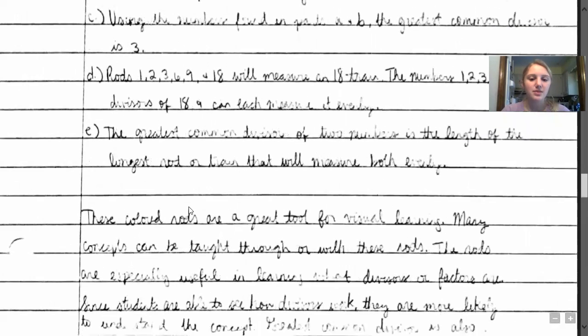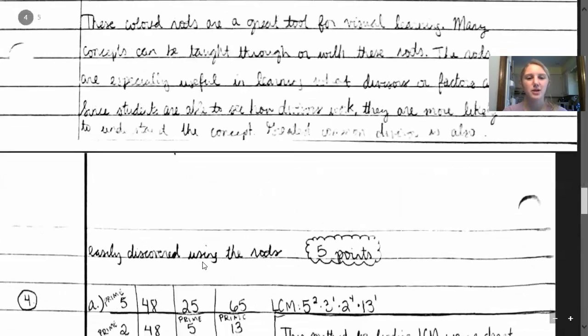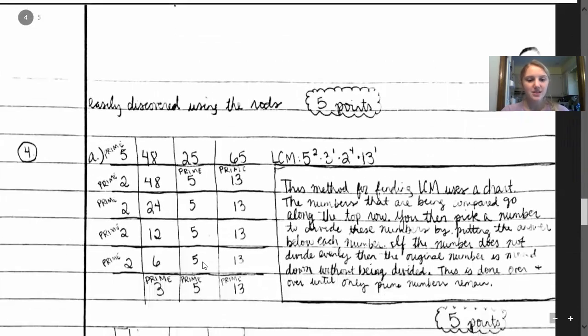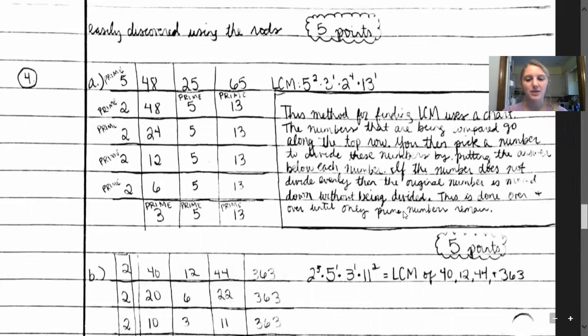And then I go on to explain here different ways to use it in the classroom, different purposes of the rods, etc. Now, question number 4 is a method for finding LCM between numbers, and this method is explained right here. So part A asks to find the LCM between 48, 25, and 65.